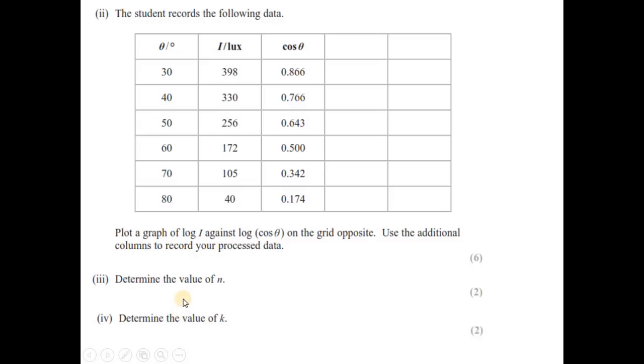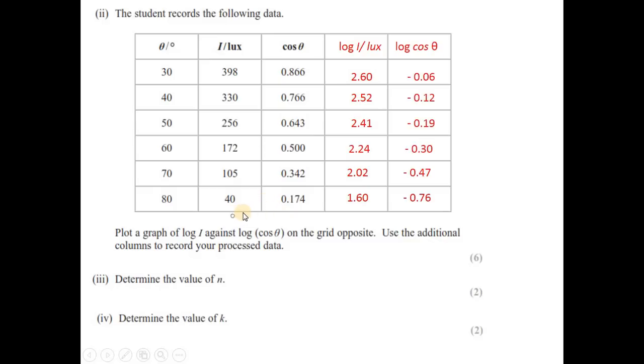So first of all, you need to find log of I and log of cos theta values. You will have to use your calculator and log button to find the log values of I and cos theta. If you do that, you have log of I values and then log of cos theta. I use three significant figures here. If you wish, you can use two, so it's fine.